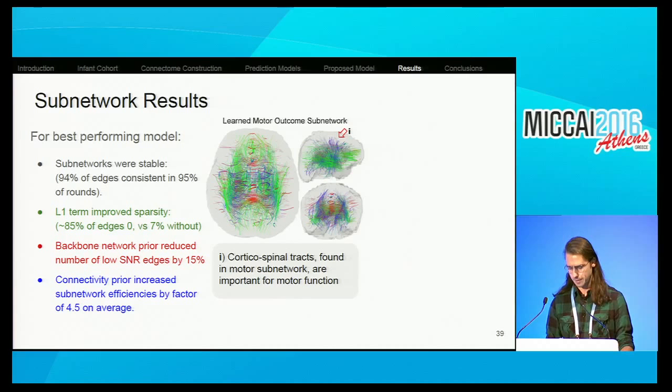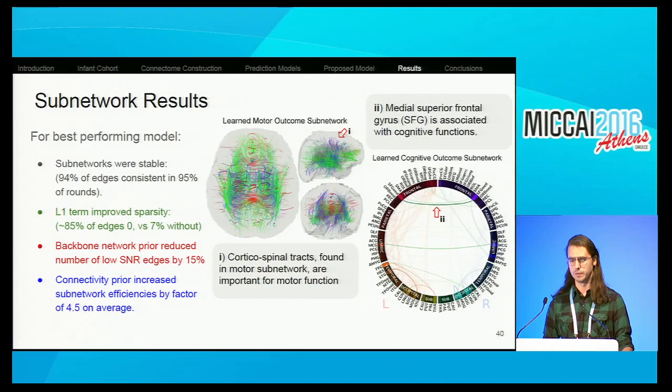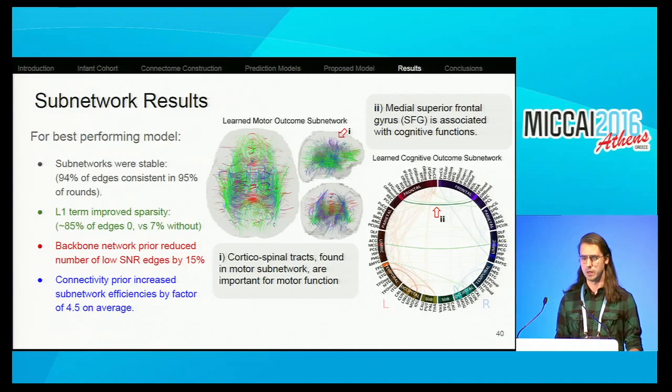And then if we look at the cognitive subnetwork, you can see that one that pops out is the connection between the left and right superior frontal gyrus in the medial region, which is associated with certain cognitive functions. So again, it tells a nice story, and it's finding something that we expect.